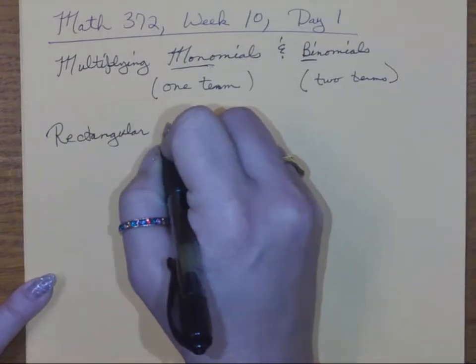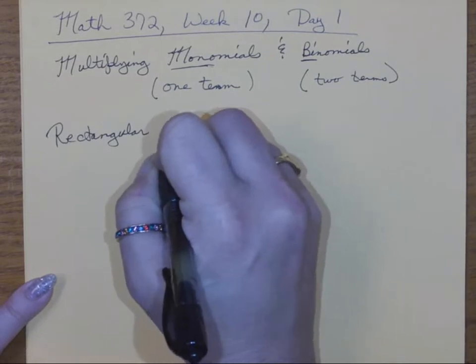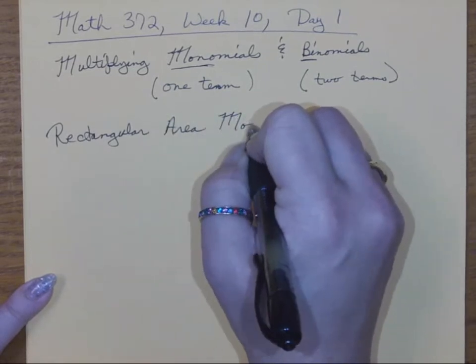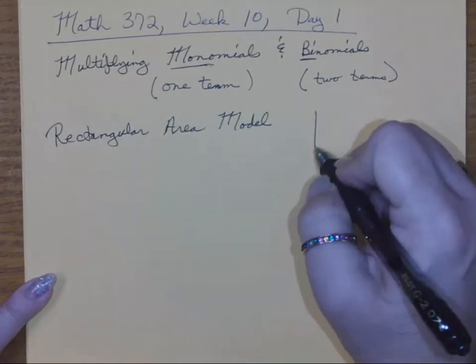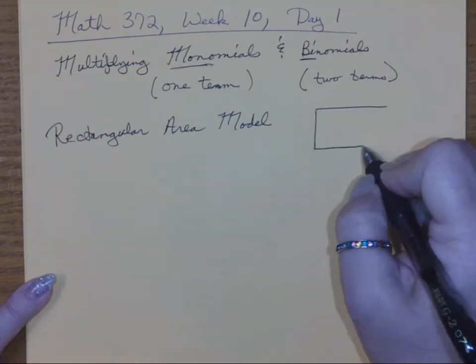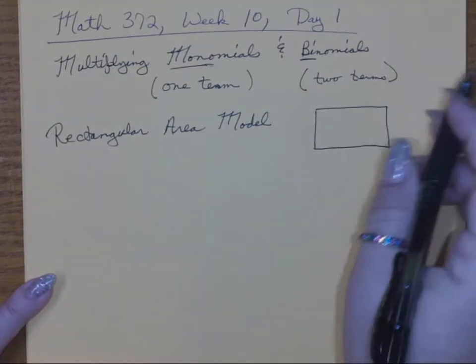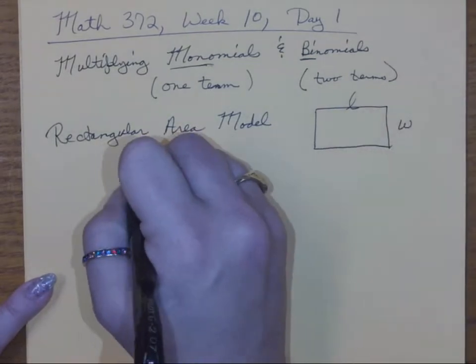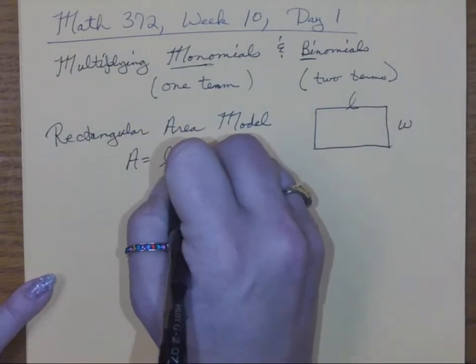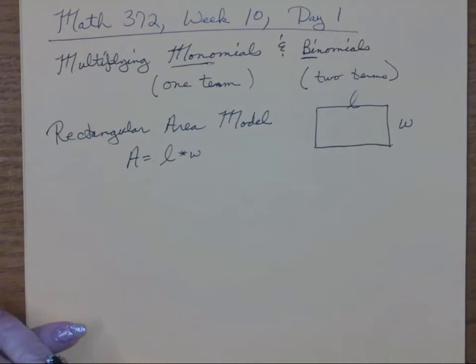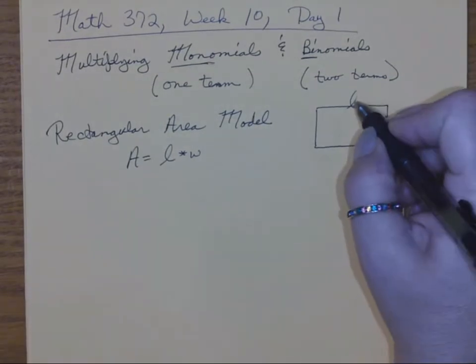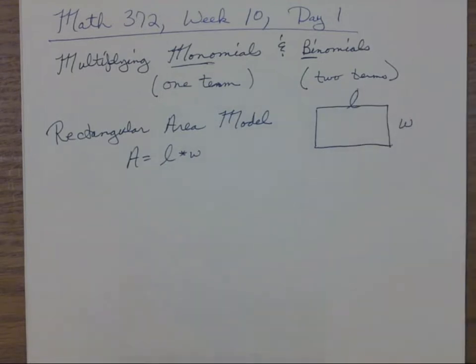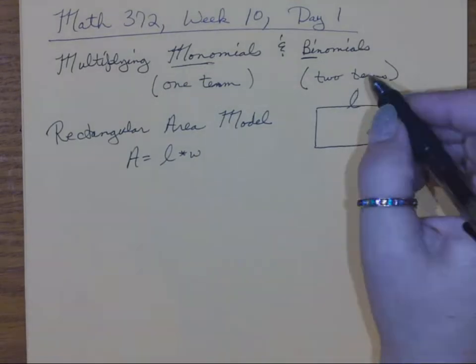So hopefully at some point you may have seen the rectangular area model. And basically it means if I create any kind of rectangle, then I know that I can find the area of that guy by multiplying the length times the width, right? Okay.